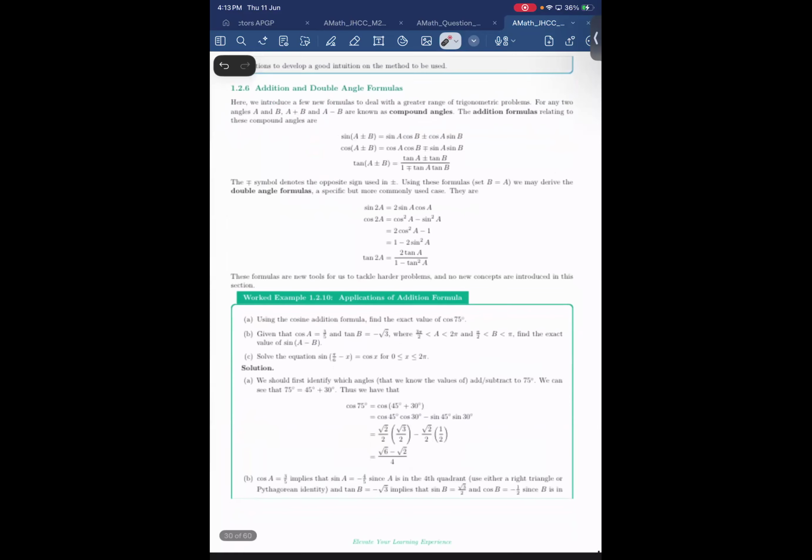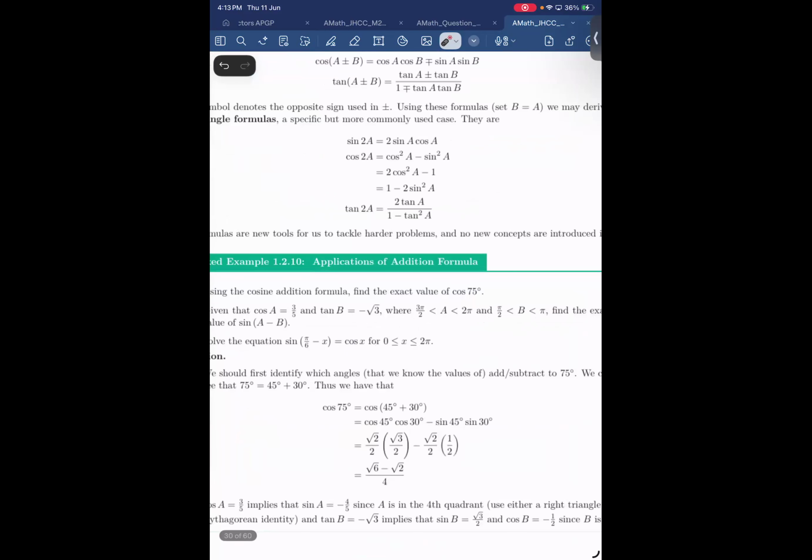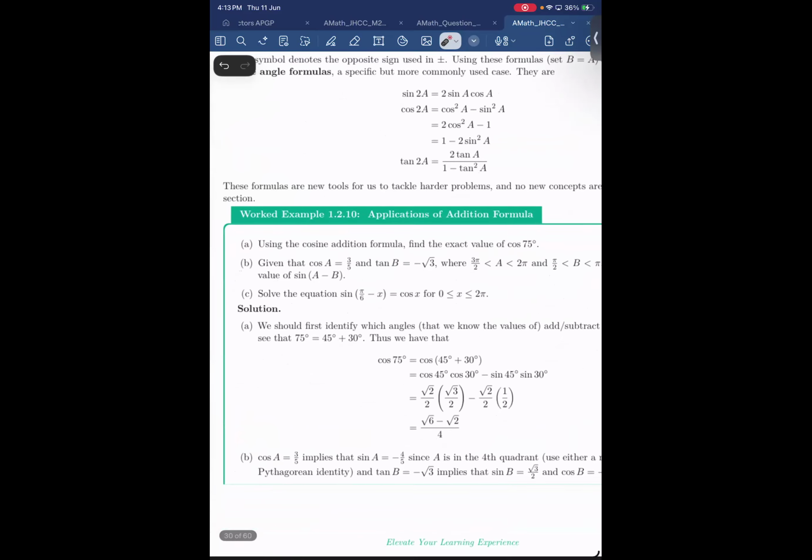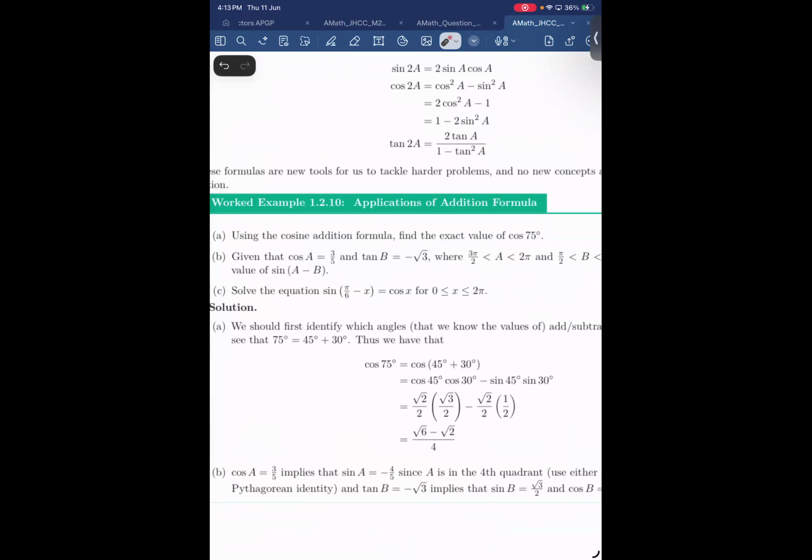So, a quick example: if they say using cosine addition formula, then of course use cosine addition formula, right? Then part B, if they ask you to find the value of sine of A minus B, then you just do it accordingly. The techniques to find these things we've already covered in all the previous content.